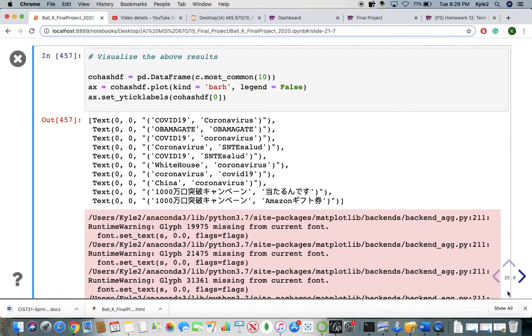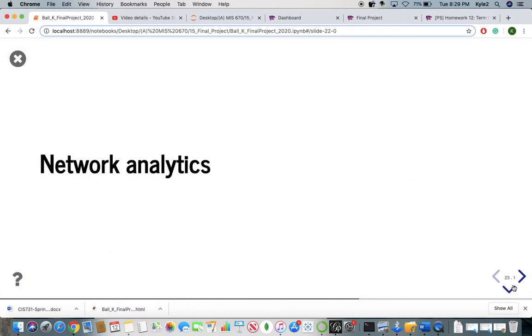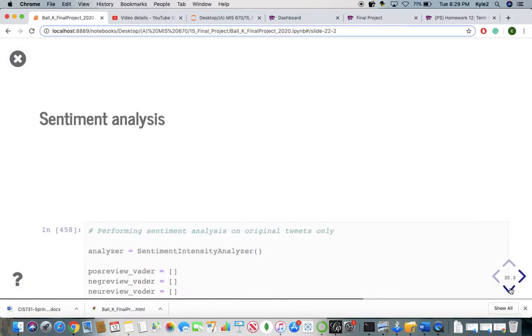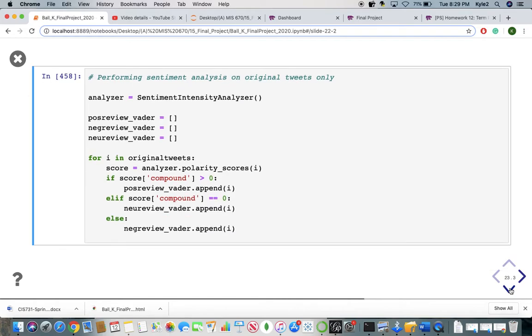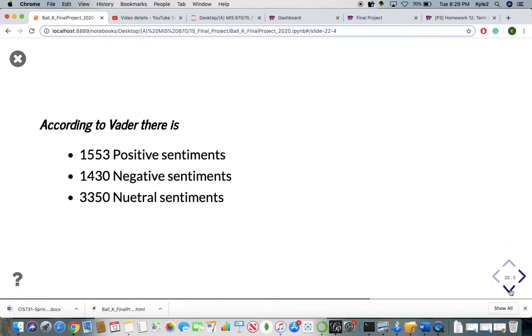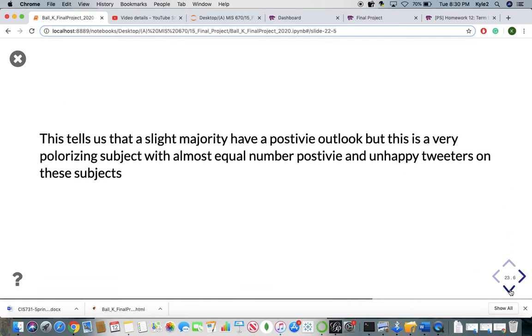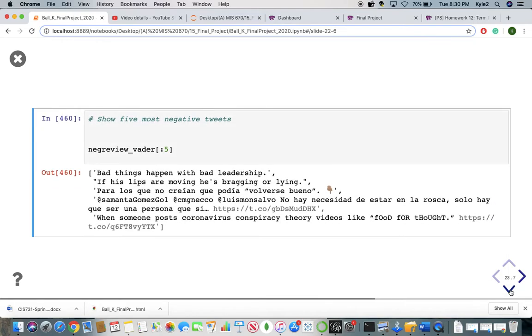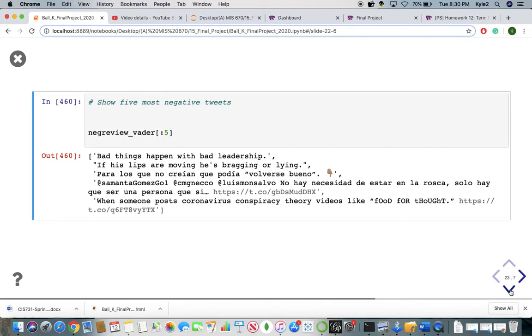So this is supposed to be a visual of the top co-hashtags, but we do have visuals later on here. So I used Vader as a sentiment analysis, and we found that 1,553 were positive, 1,430 were negative, and 3,350 were neutral. You could see this as polarizing in a way. I mean, a lot of neutral, but there are about an even amount of positive and negative tweeters on these subjects.